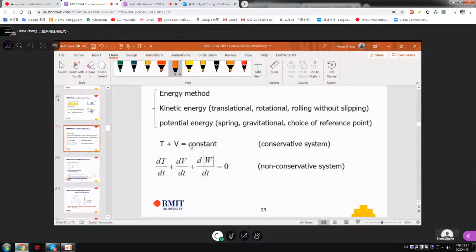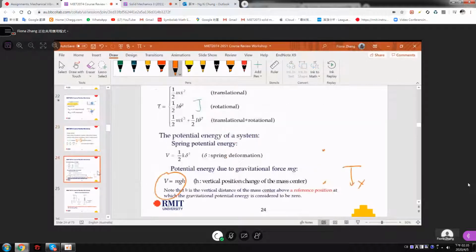Coming back here, if it's a conservative system, T plus V equals a constant, so d/dt of (T plus V) is zero. If it's a non-conservative system, you just add the change of the work done, so d/dt of (T plus V) equals dW/dt.